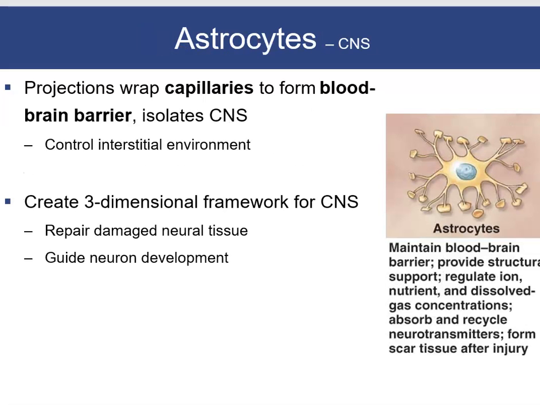Next in the central nervous system are the astrocytes. They have projections coming off of them that wrap around capillaries to form the blood-brain barrier. They help to isolate the central nervous system and control the interstitial environment. The way they're arranged, they will create this three-dimensional framework for the central nervous system. They are also involved in repair and can help repair damaged neural tissue. And they also help to guide neuron development during embryonic development.